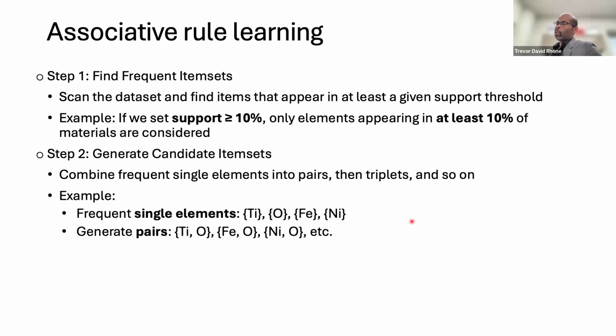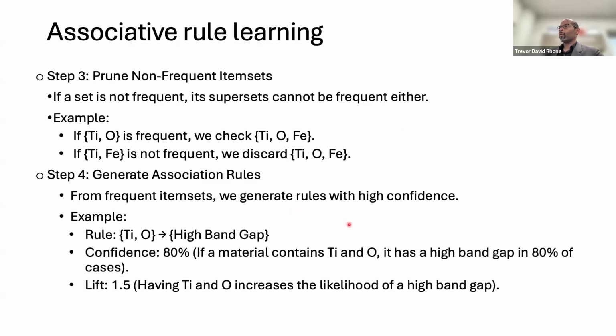And in step 2, you generate these candidate item sets. So for instance, you combine frequent single elements into pairs. So if your data set contains titanium, oxygen, iron, and nickel, you can create pairs of these: titanium-oxygen, titanium-iron, oxygen-iron, and so on. In step 3, you start pruning.